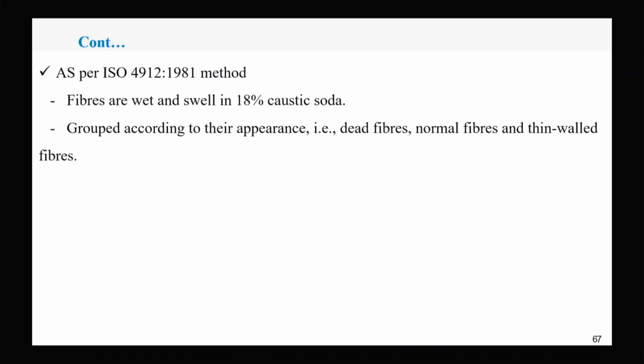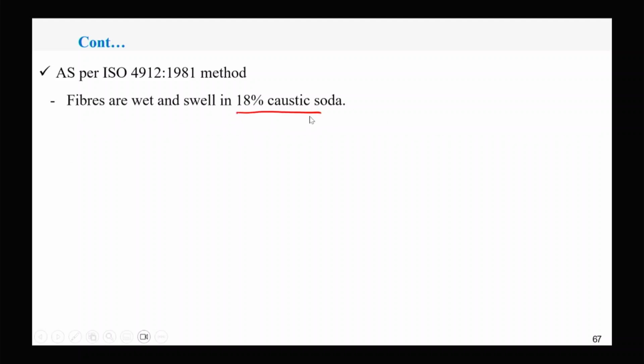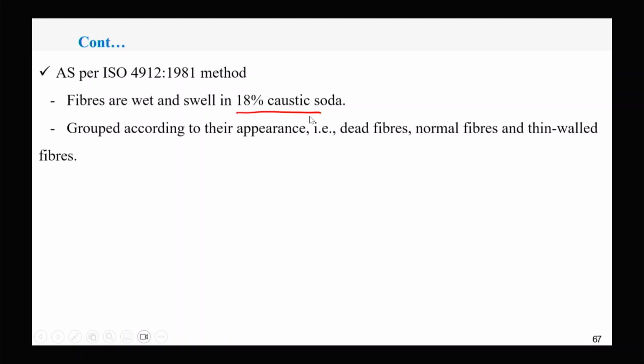Fibers are swollen in 18% caustic soda as per the ISO method. Then they are grouped according to classification: normal fiber, thin-walled fiber, and dead fiber. Thin-walled, we can say, is half mature. This is normal fiber and dead fiber.